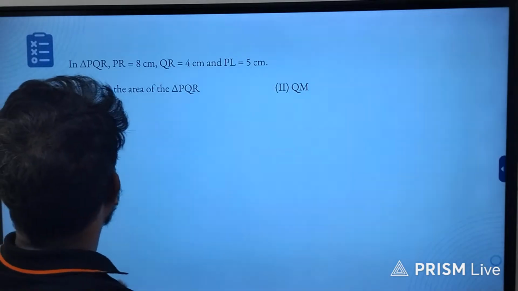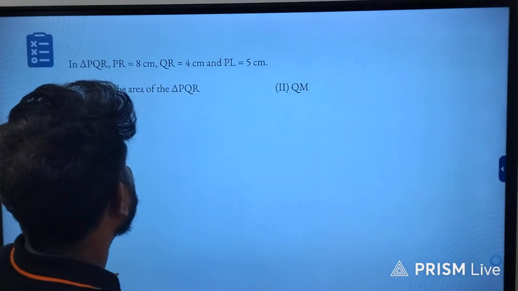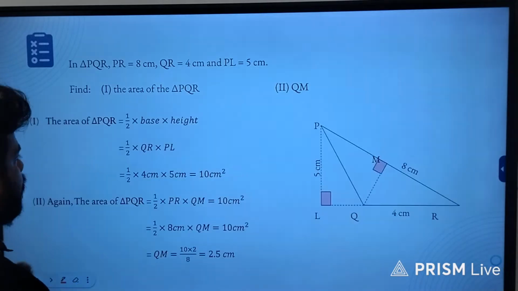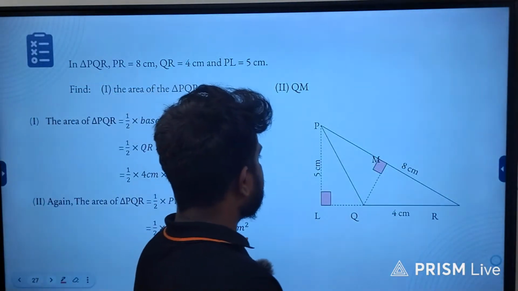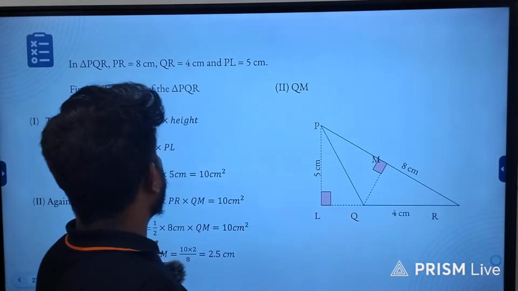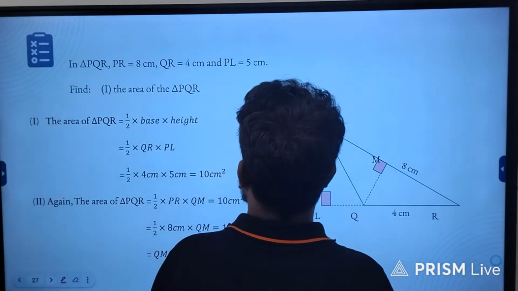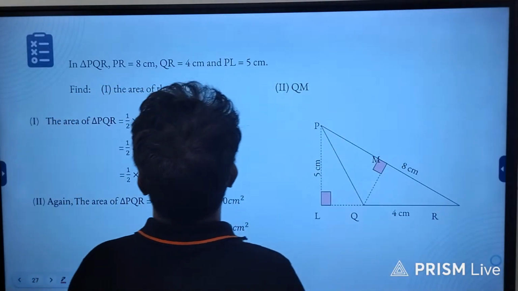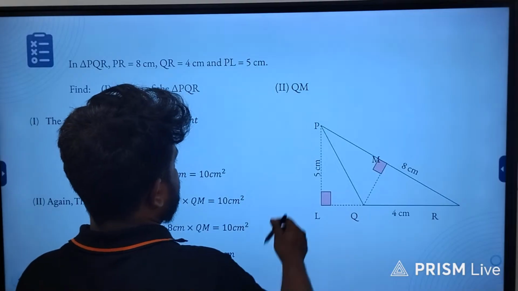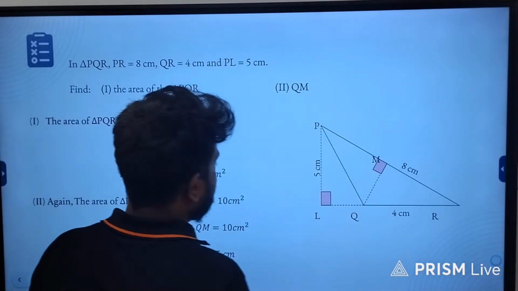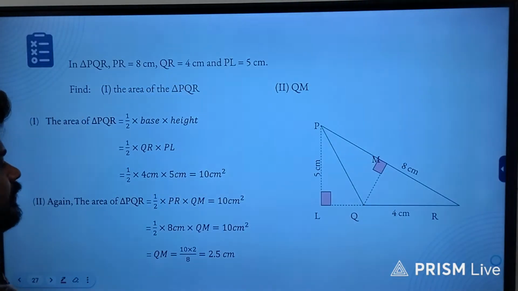So in PQR, PR is 8 centimeter, QR is 4 centimeter and PL is 5 centimeter. Find the area of PQR and find the value of QM. So it should be done like this. Draw PQR. For that, QR is 4 and PR is 8, that is the hypotenuse, and PL is 5 centimeters. They have drawn a perpendicular to the extended QR, that is 5.